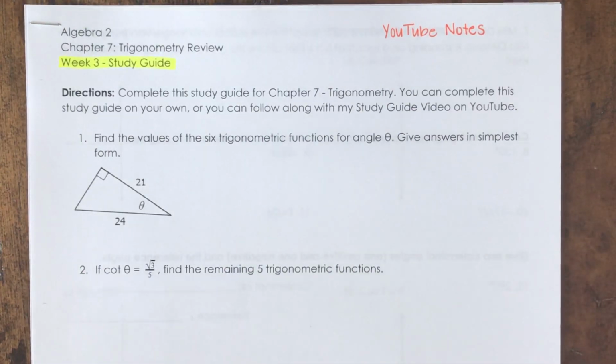Today we are going to do our week 3 video. It's the only video that we have this week. It is our study guide for chapter 7 because we are now finished with all of our trigonometry as well as the unit circle. So today we're going to do a study guide for this chapter. You can complete the study guide either on your own or you can do it with me in this video, kind of whatever works best for you.